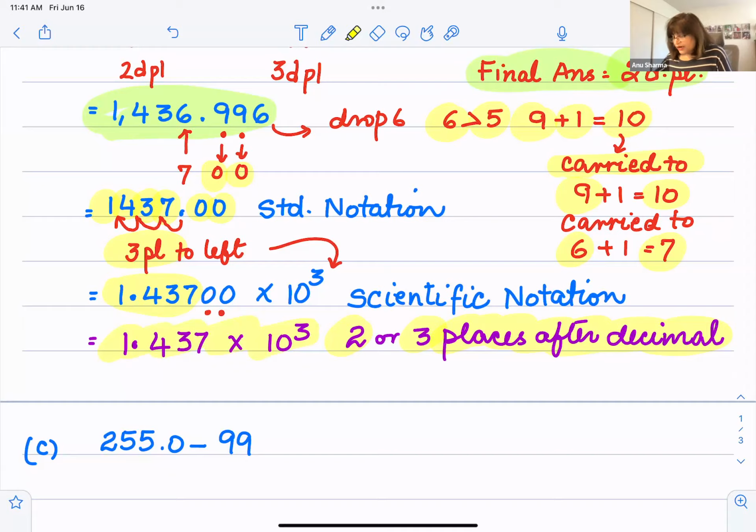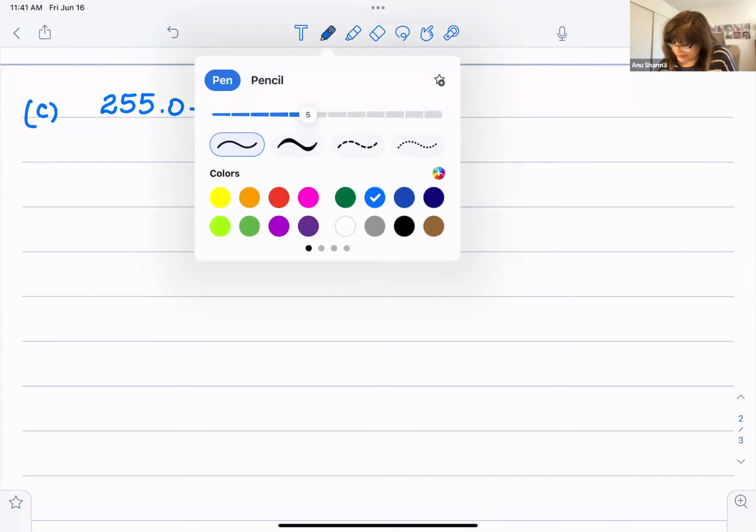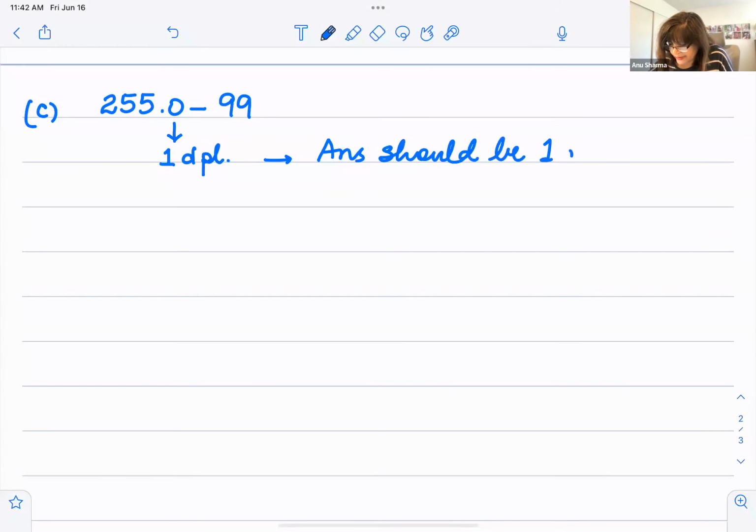This is correct. Okay. Now we are going to look at the next one, 255.0 minus 99. So this is subtraction, so we're looking at the decimal place. Even though it is 0, it has a value. It means it is 1 decimal place. 99, no decimal. I mean, it's an implied decimal, but still it's not considered. So your answer should be 1 decimal place. Okay, so now we do 255.0 plus 99.